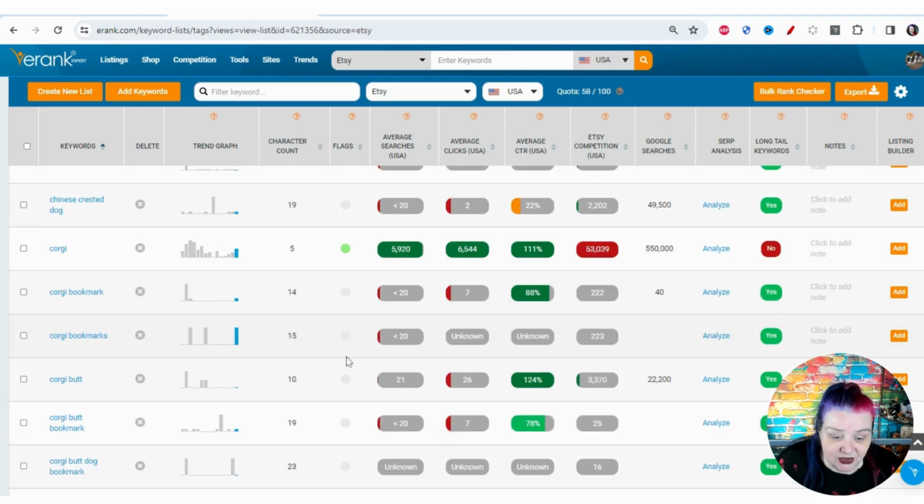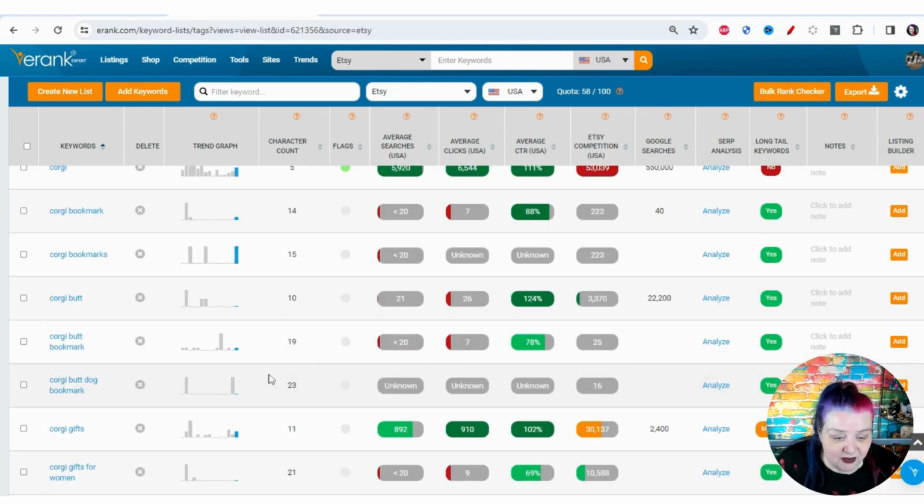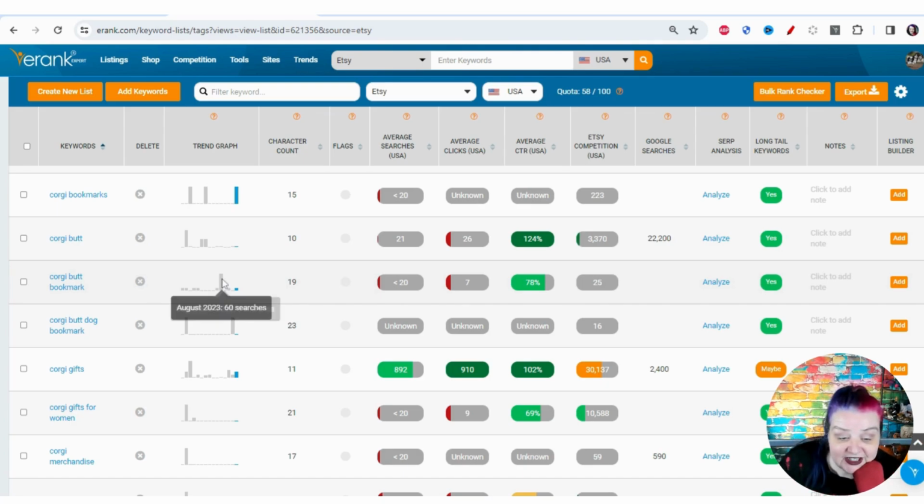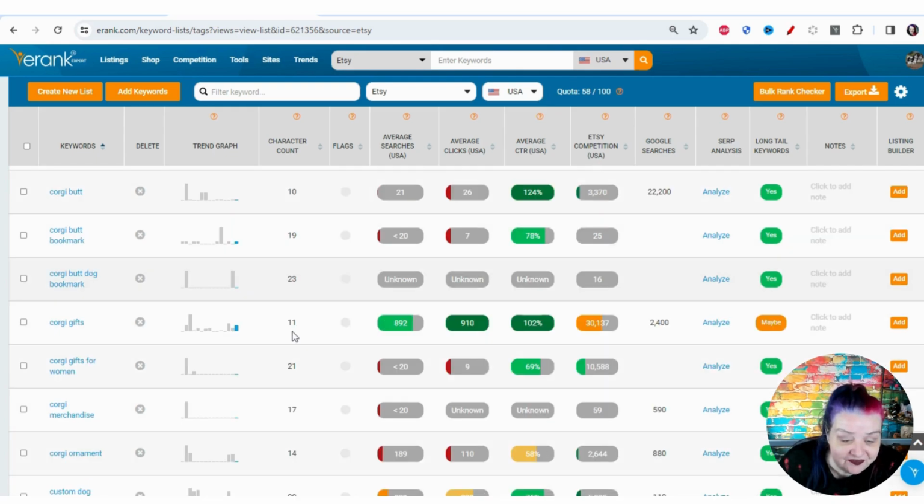So yeah, you just quickly look through all of this and go, what are my most important things? Like corgi butt bookmark, it's what my item is, but there's not a massive amount of searching. In fact, corgi butt bookmark, like 60 people searched in 1 month. There's 25 people selling that. That's like mainly me. Corgi butt, yeah, those are all kind of me.